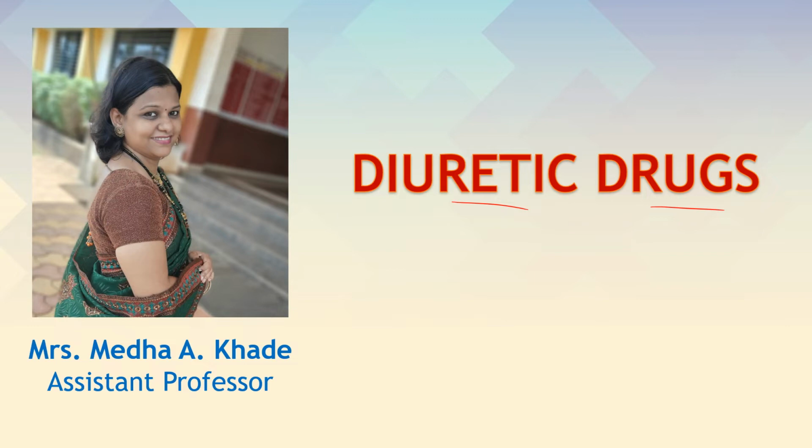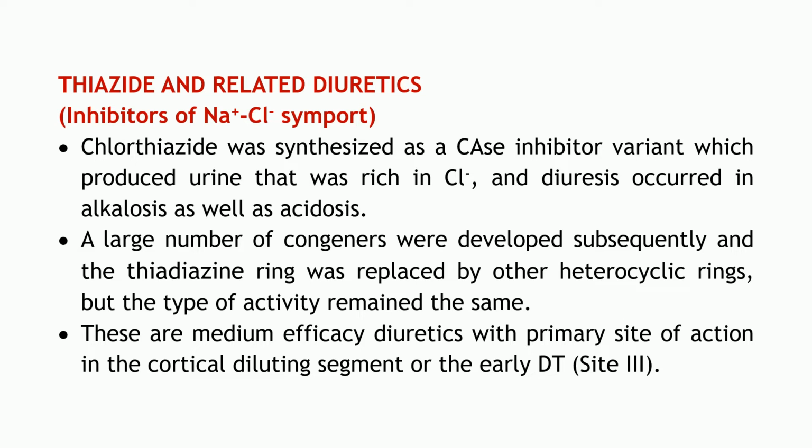These are also known as loop diuretics. So we have covered the three examples in detail, that is the furosemide, bumetanide and torsemide. So in this particular video we shall cover the second class, that is the medium efficacy diuretics. These are thiazides and the related diuretics, also called inhibitors of the sodium chloride symport. Okay, so that's the mechanism by which they produce their diuretic action.